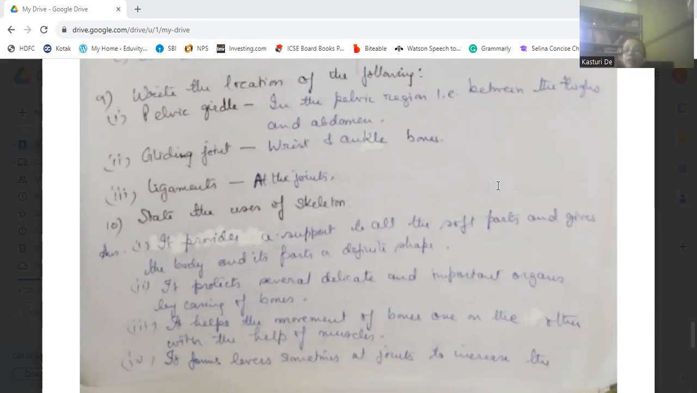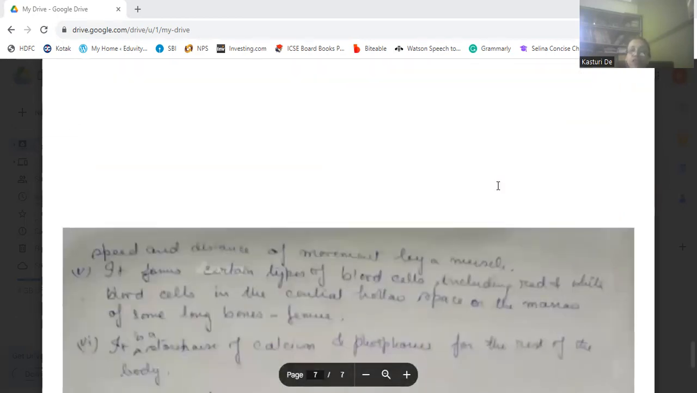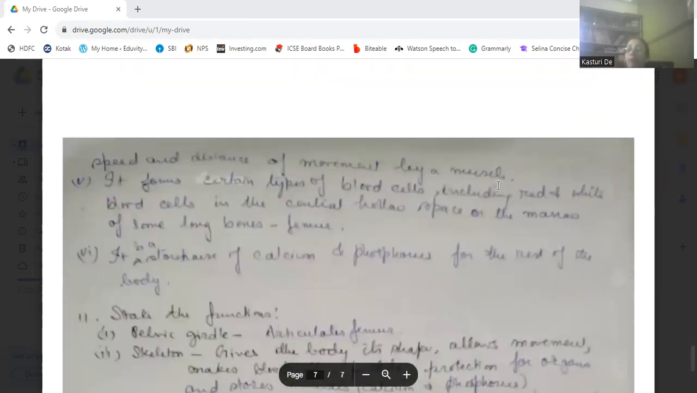Then it helps the movement of the bones. With the help of the muscles, it can move the bones and move the whole body around. It forms levers sometimes at the joints to increase the speed and distance of the movement by the muscle.